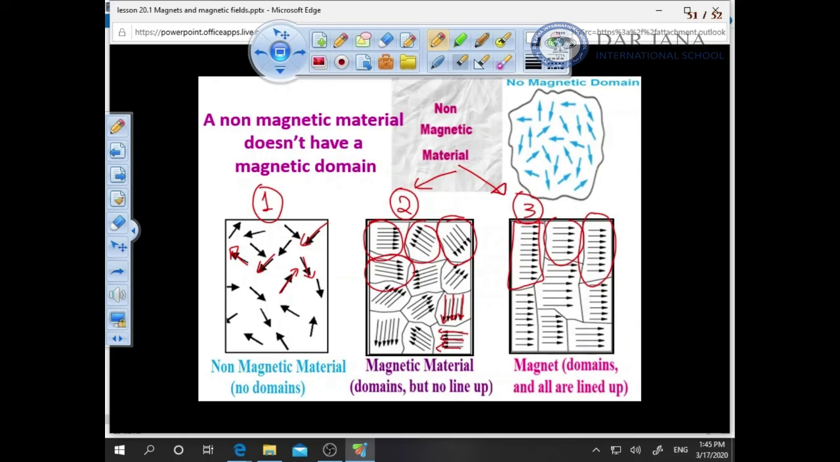In picture number 2, there's a magnetic domain, but not all the atoms have the same direction. In picture number 3, there's a magnetic domain and all the atoms have the same direction. So picture number 2 is a magnetic material. Why? There's a magnetic domain. Picture number 3 is a magnet. Why? There's a magnetic domain and all the atoms are aligned.